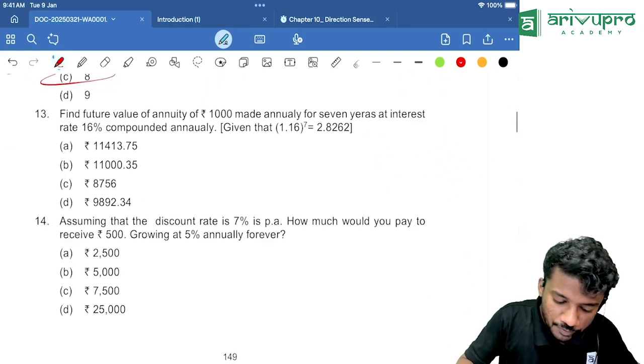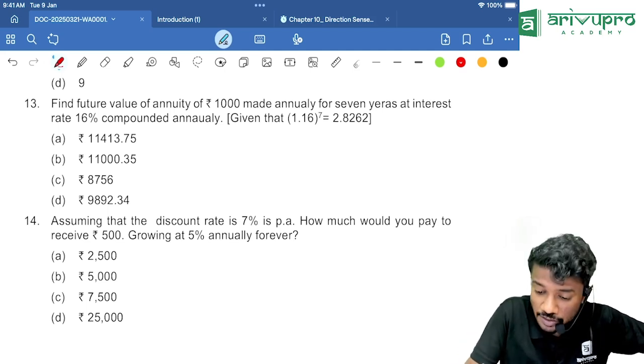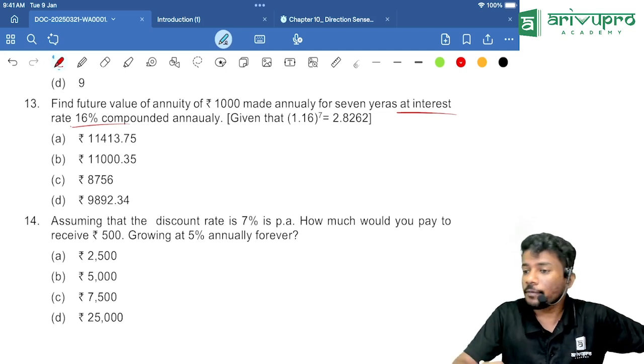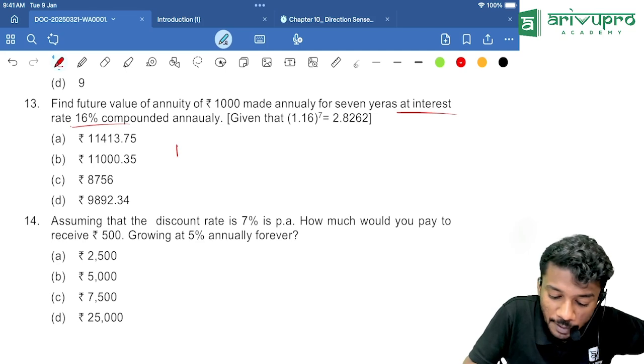Now the next one. Find the future value of annuity for 1000 rupees made annually for 7 years at the interest rate of 16% compounded annually. Yes. What is the method? What is the formula?